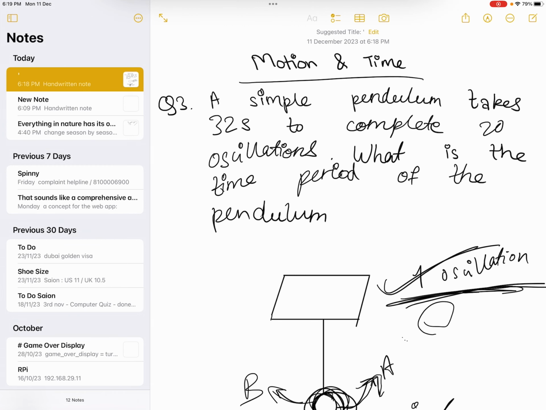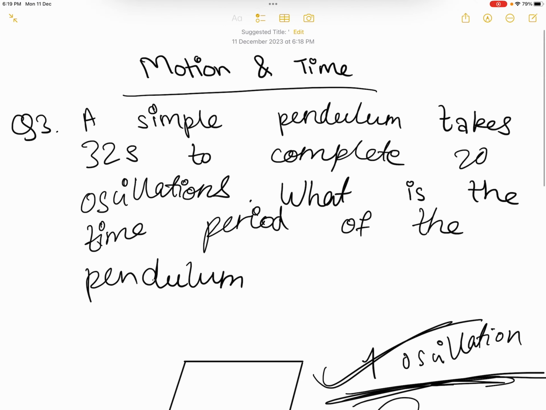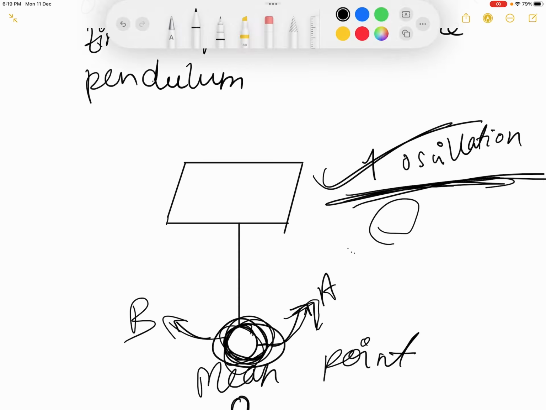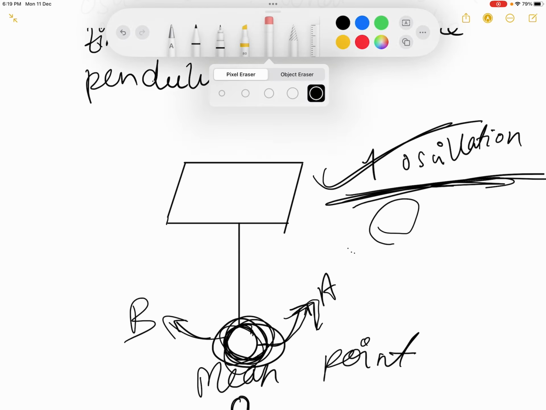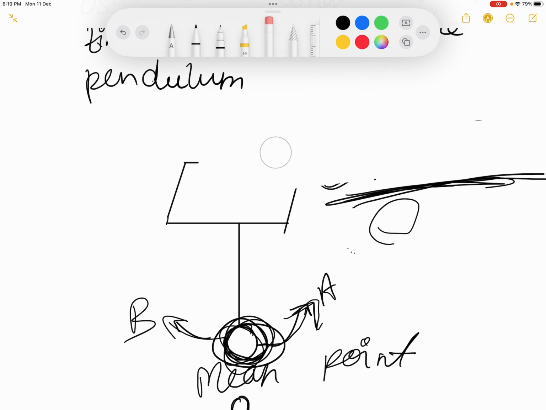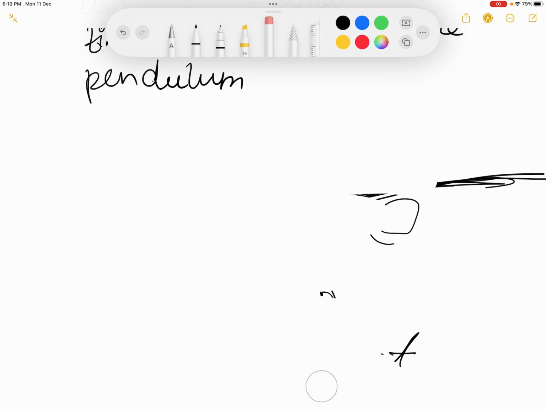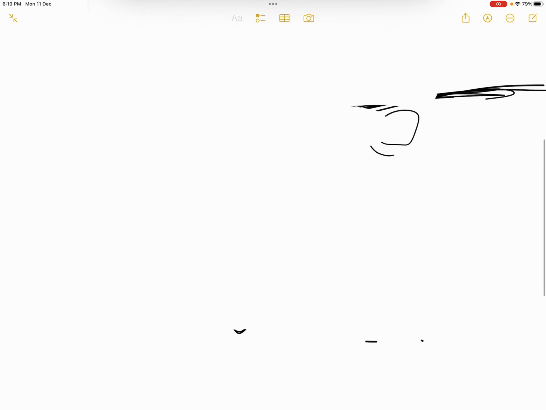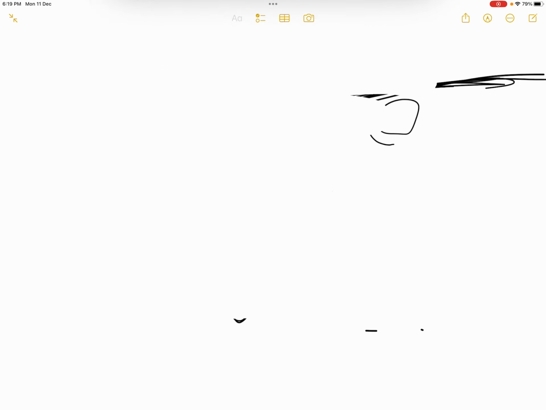Got it, guys? So as this is, actually we'll use this only. Let me rub. So now we have the information about the pendulum, one second.